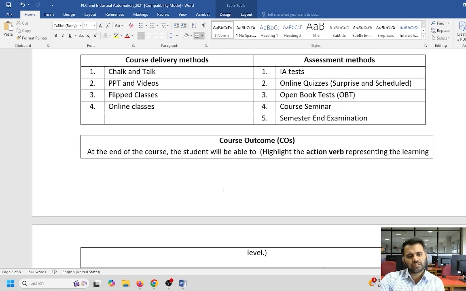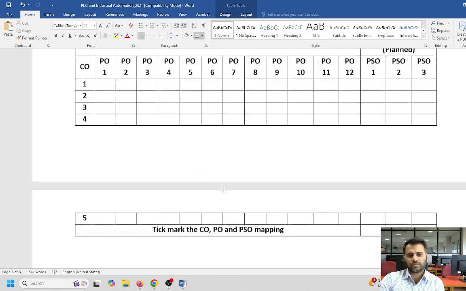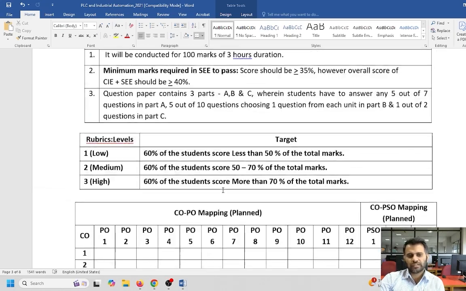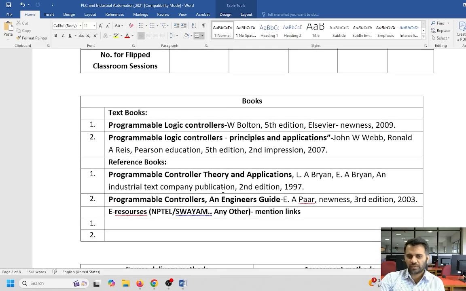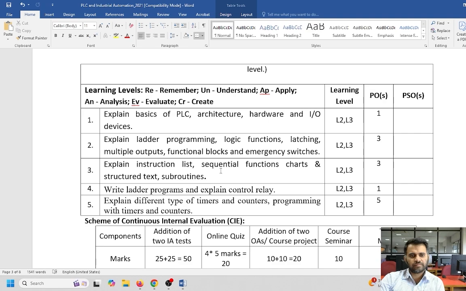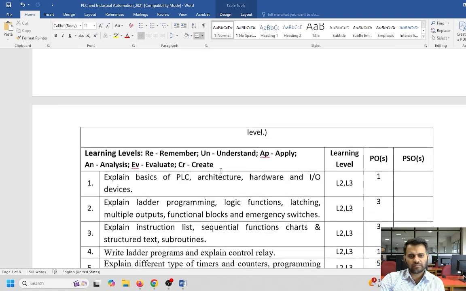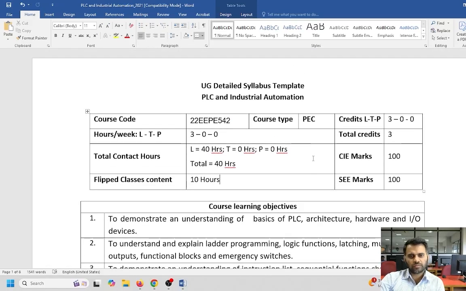So the jobs are many, like you can land up in multiple functions such as automation engineer or programming engineer for a particular company, right? Here there are basic levels also, like what all things you are going to learn. So this is what it is all about, PLC and industrial automation.